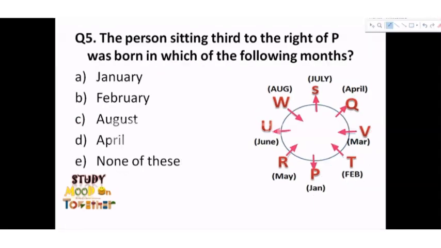Question number 5. The person sitting third to the right of P was born in which of the following months? A. January, B. February, C. August, D. April, E. None of these. From the given figure that we have solved, since P is facing outside the circle, the right of P will be over here. Now the person sitting on the third right is 1, 2, 3, so the person is W, and he born in the month of August. So our correct option is C.